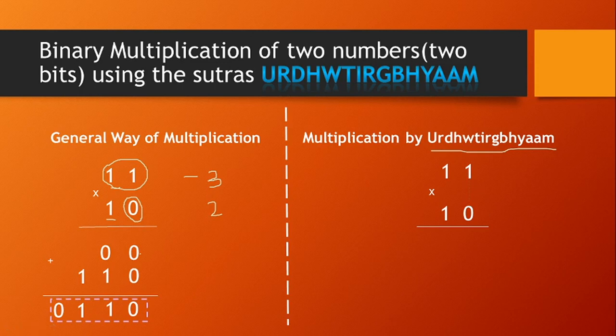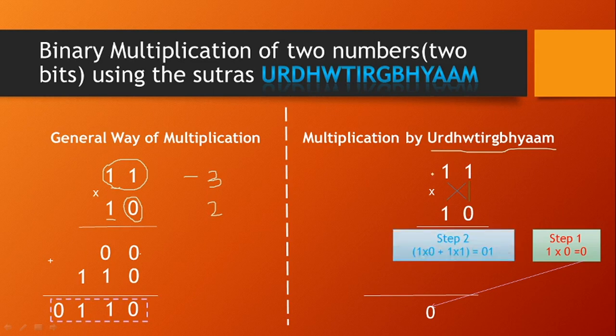So 1 into 0, step 1. 1 into 0 equals 0. This 0 we take in the final result as the first bit. Then cross multiplication and addition. So step 2 is 1 into 0 plus 1 into 1. 1 into 0 is 0, plus 1, it becomes 1.